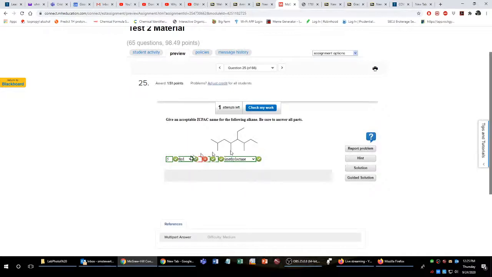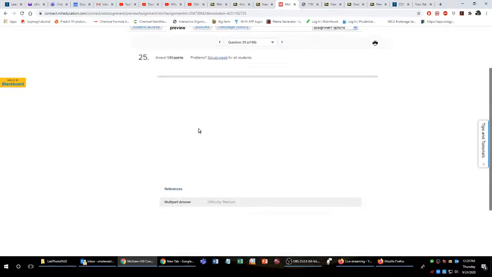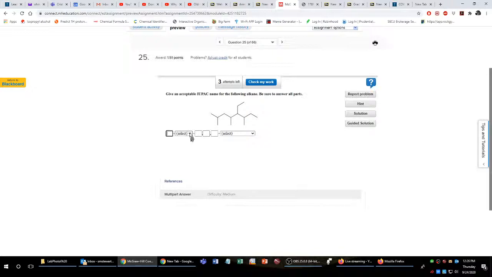But here's the thing. Let's see if it'll let me clear the attempt. So here's the problem if we do exactly what the instructions are telling you to do. Your trimethyl octane. If we want to minimize the numbering, ethyl definitely comes in the 4th position. And then everything else is set.